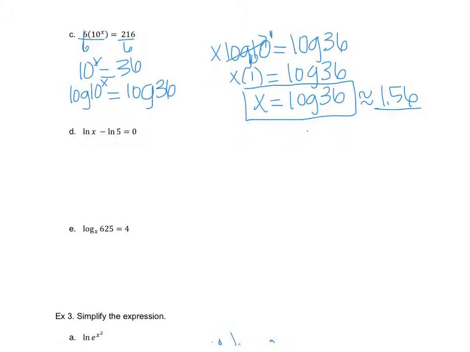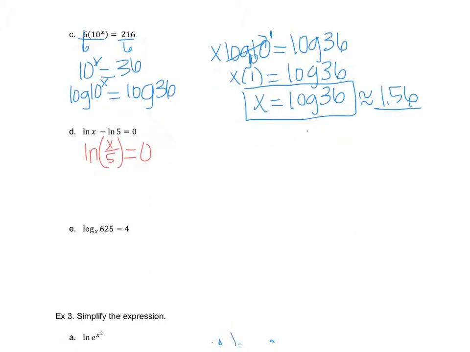We have 2 natural logs. So what we have to do is use our log rules and combine that to make it 1. When I do that, remember the minus sign, I can compress this into 1 by dividing. So that's exactly what I'm going to do. I'm going to write it as 1 natural log of x divided by 5 equals 0.